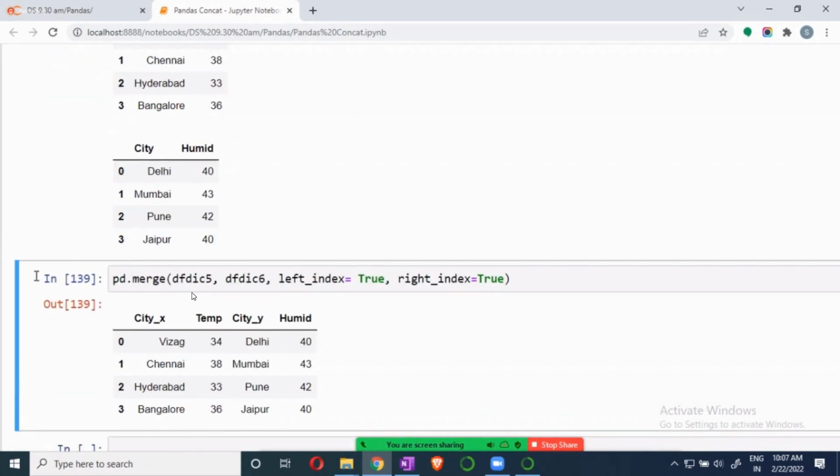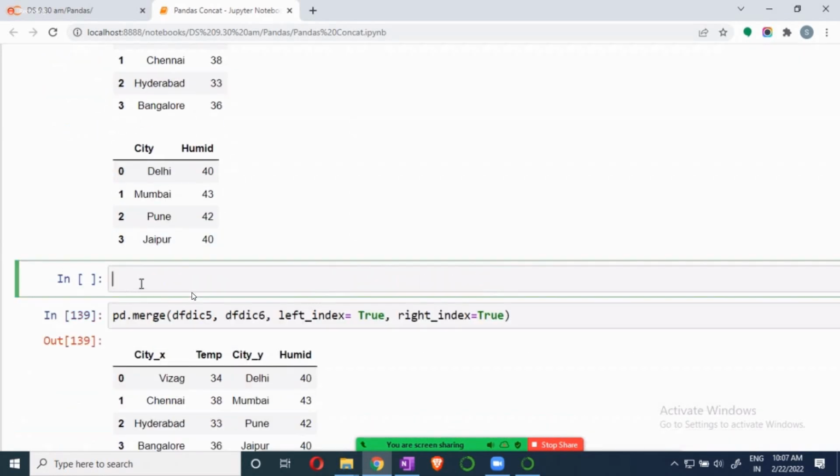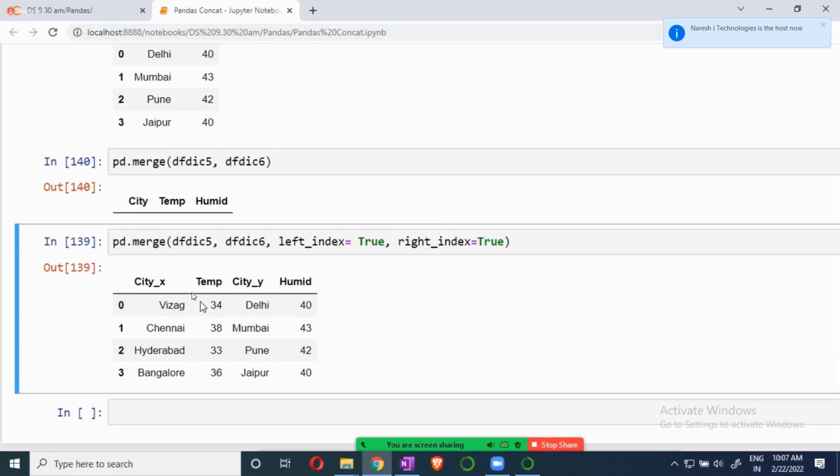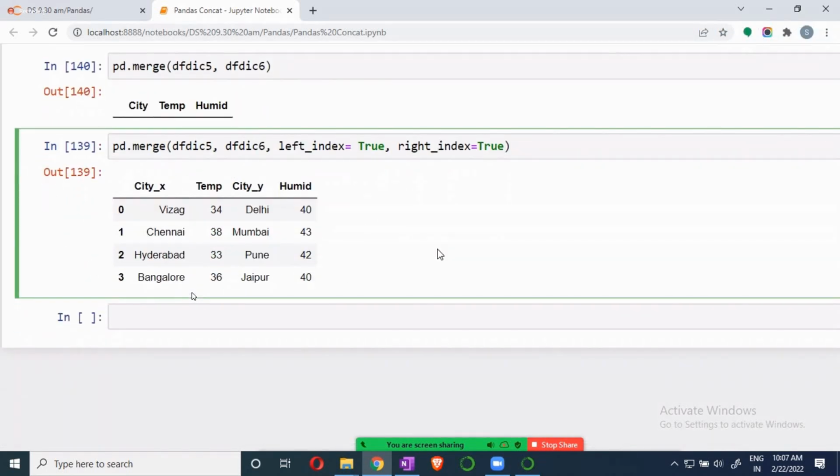Now, if I take pd.merge of DF DIC 5 comma DF DIC 6, this will have nothing. Still, if you want to see the values, then we have to give left_index and right_index. Okay, clear? Now, this is the end of your merge, guys. And do you have any questions?